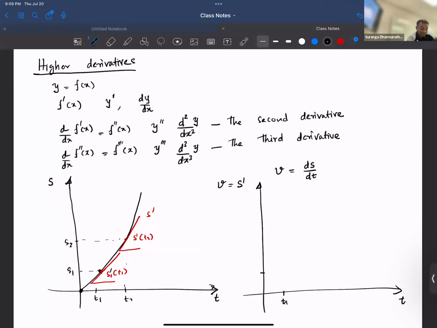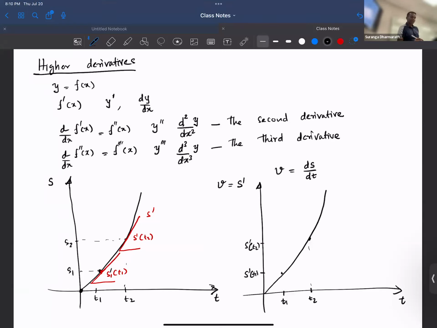So I find this value, I find the slope, and I put S prime of T1 here. And I can find T2, this is T2, and I can find S prime of T2. I can find that as well here, and I can plot that curve as well.